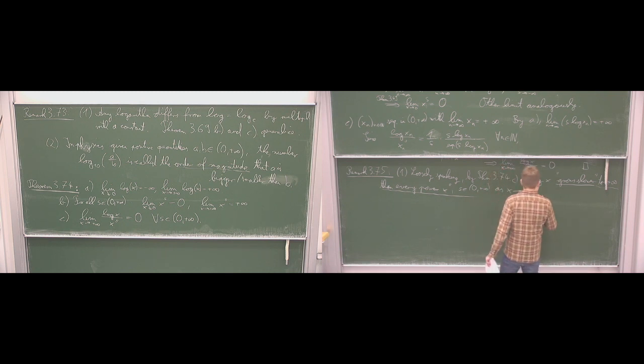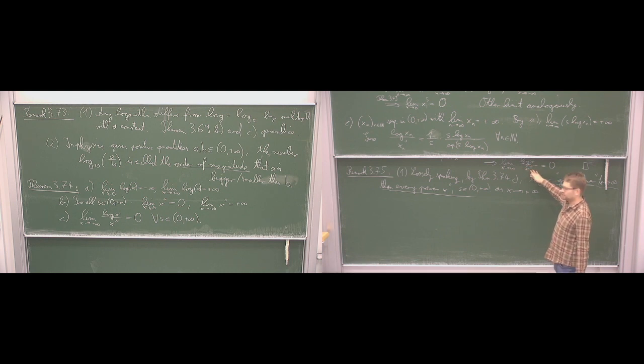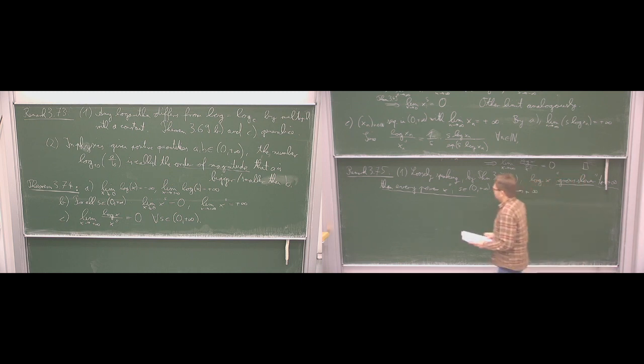So in particular, we see that the logarithm grows slower than every root function, because if s is 1 over n for some n, we get the nth root in here, and so we've seen this as a special case.